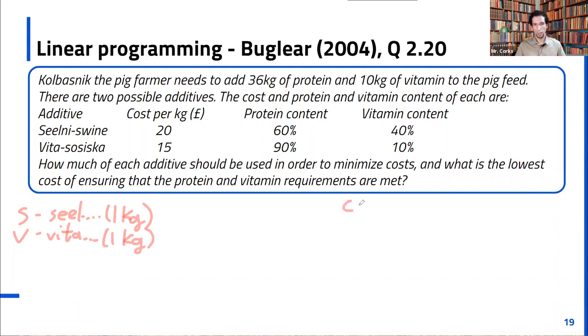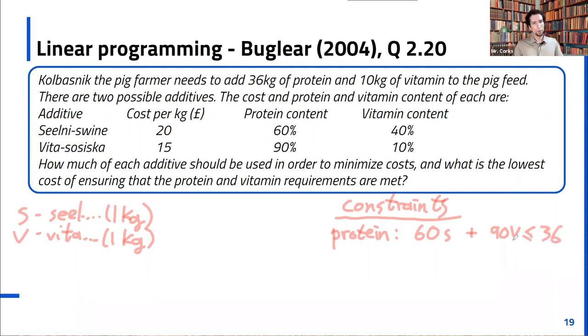What are the constraints that we have? 20 S. But first, give me the category first. What are we representing? Then give me the inequality. I'm sorry. That's all right. Cost. Protein content. Okay. 60 S plus 90 V. 90 V is less or equal to 36.